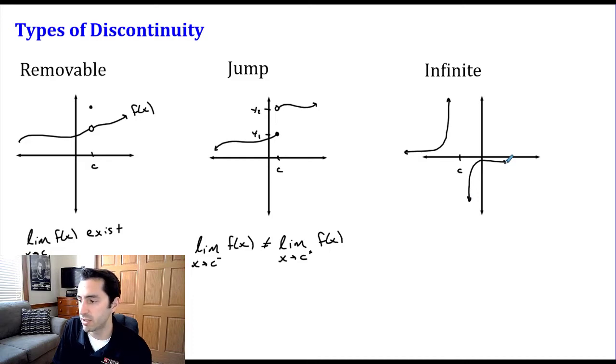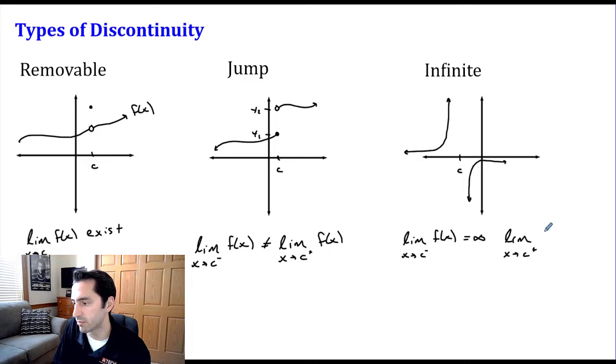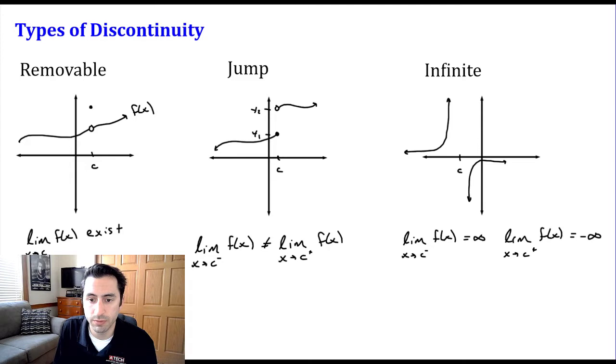If I look at the limits on this one, the limit as x approaches c from the left is going to be equal to positive infinity. And then the limit as I approach from the right is going to be equal to negative infinity. So as I get closer and closer to that value of c, my function is either getting closer and closer to positive or negative infinity. Hence the name infinite discontinuity. So now we know what these look like. Let's use them in an example.